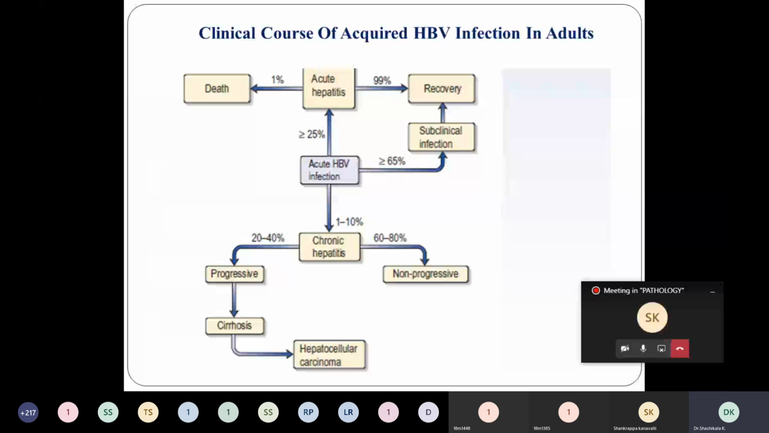This is the clinical course of HBV infection in adults. So you have your acute course here: more than 65% go for subclinical infection and recovery. About 25% of them progress to acute hepatitis. Less than 1% have fulminant disease and death, and 90% recover. Here about 1 to 10% go on to chronic hepatitis, of which 60 to 80% are non-progressive, and 20 to 40% are progressive. So they develop into cirrhosis and then hepatocellular carcinoma. These are the outcomes of hepatitis B infection.